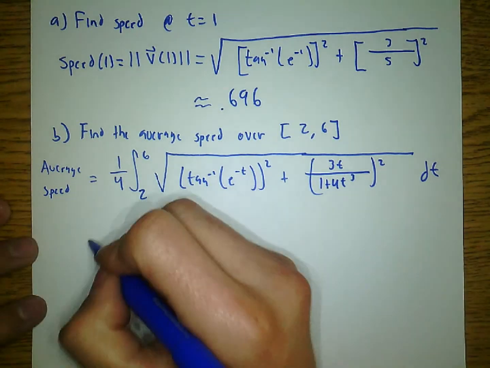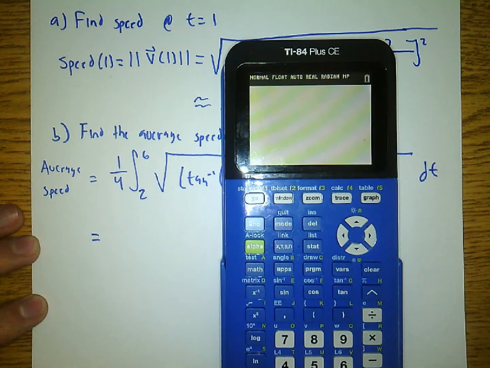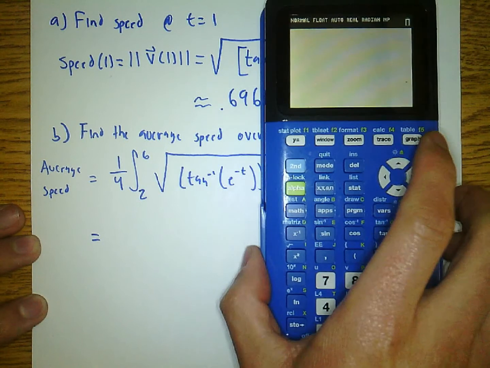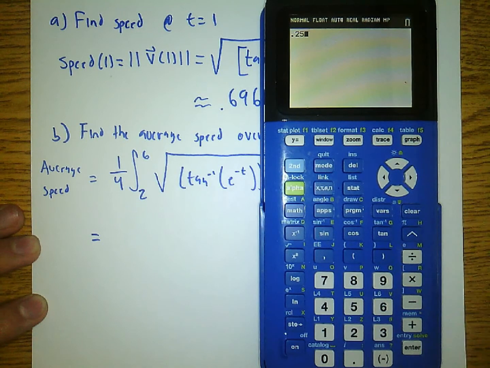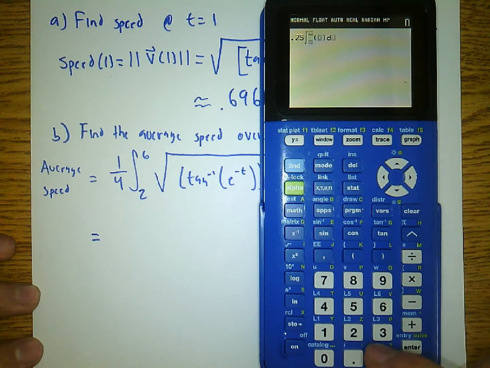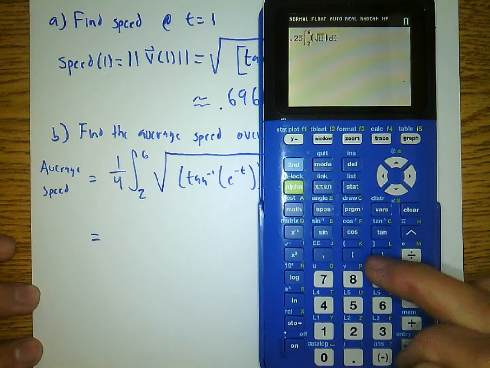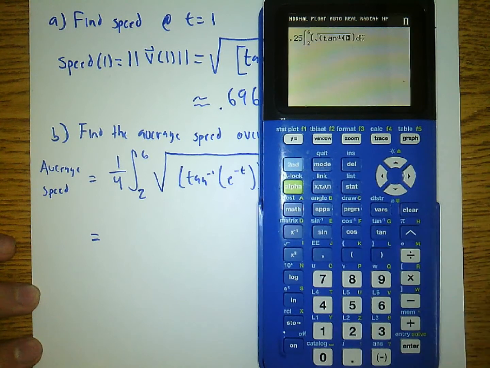Okay, so I'm going to say equals, and let's make sure we remember how to do this on the calculator. I'll refresh your memory. So I got 1/4 on the front. How do I get an integral on the calculator? Alpha window 4. Alright, so I'm going to go from 2 to 6, and then I just got to be careful typing this thing. So I'm going to put parentheses, inverse tangent, e to the negative t.